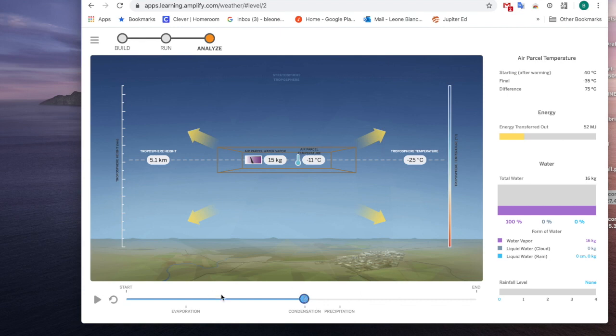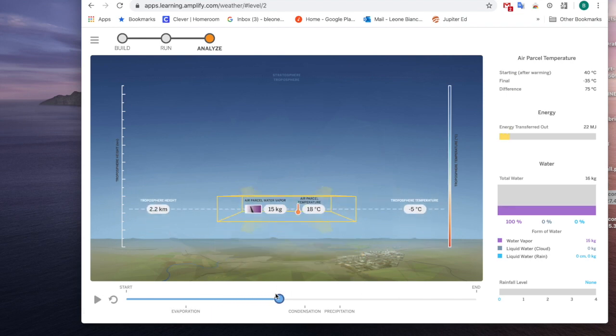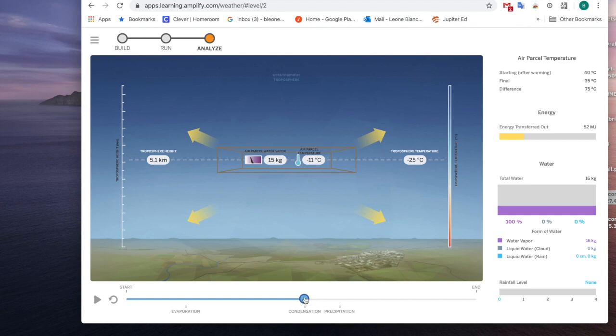So on here we have evaporation, when the sun is heating up the water enough to turn it from liquid to gas. But we're really concerned about this point right here, the condensation, which would indicate how much of the water is in the sky.